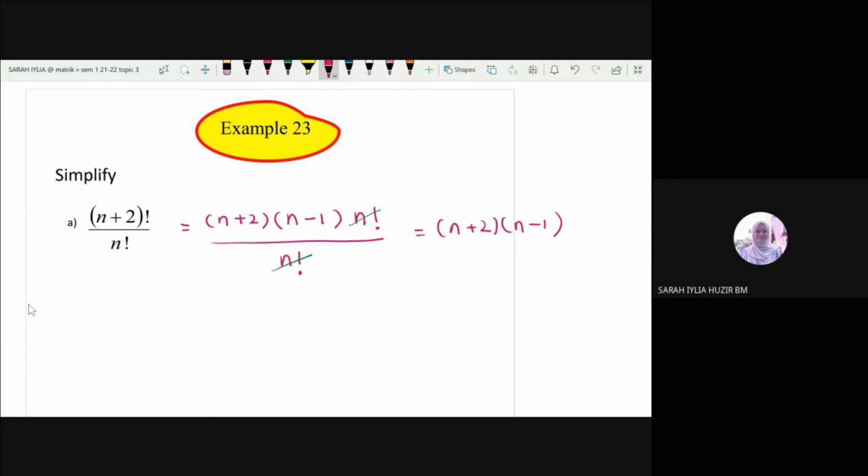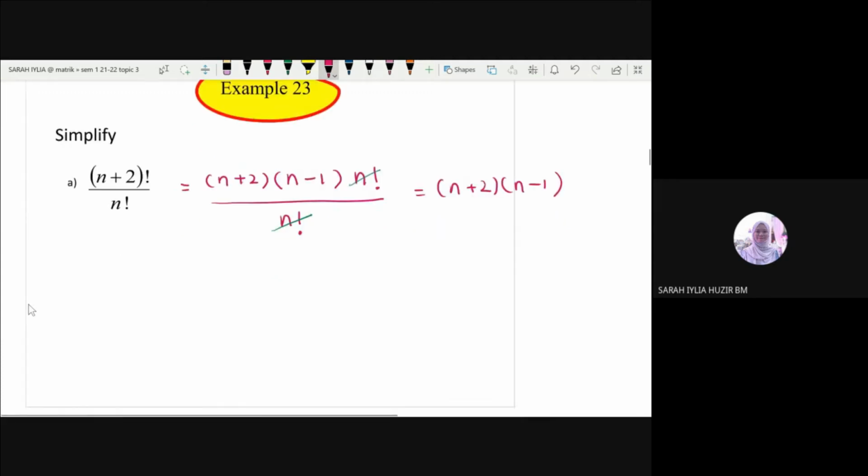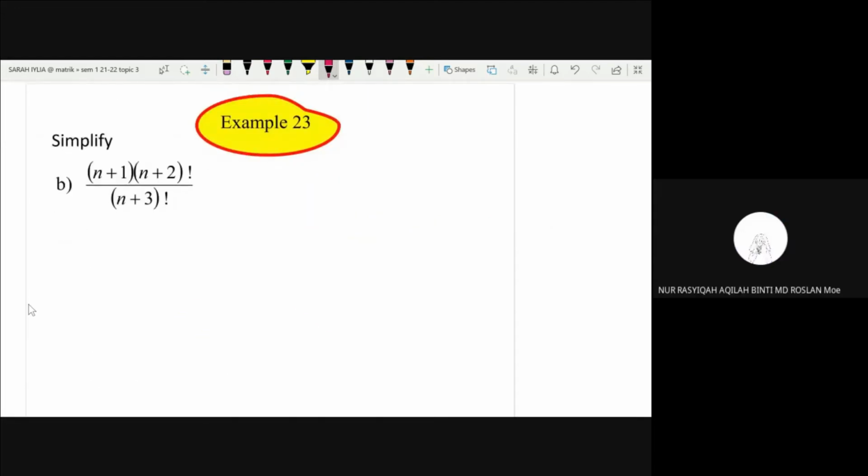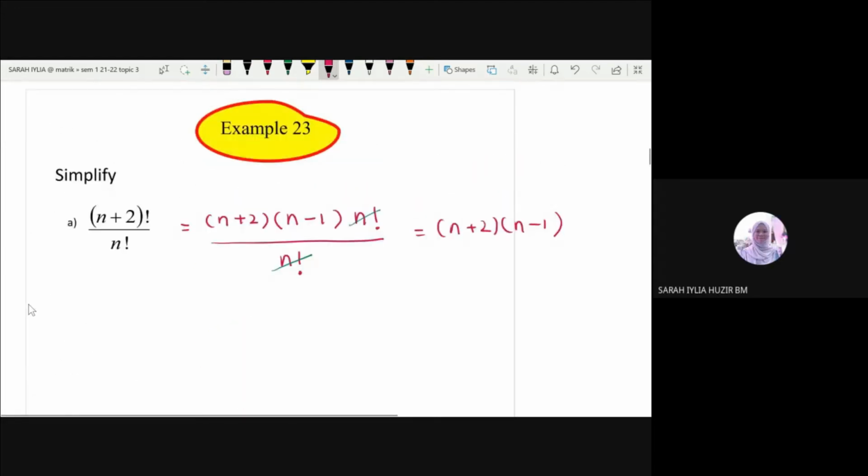Kalau ada nak tanya soalan, bagi tahu saya, kalau tak saya terus proceed sebab saya rasa benda ni simple je. Okay. Miss, yang tu tak payah expand ke? Tak perlu. Kalau expand nanti dia jadi kuadratik. Lepas kuadratik, awak factorize balik. Sama je.